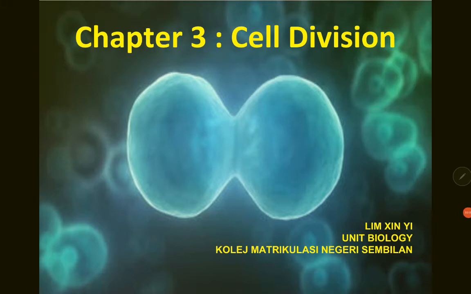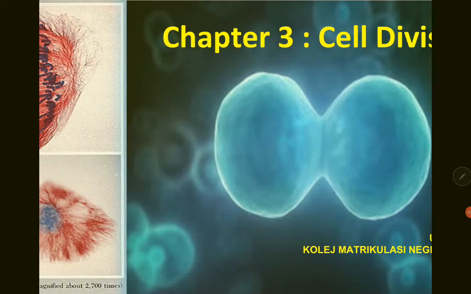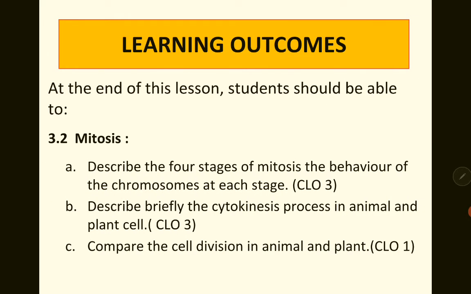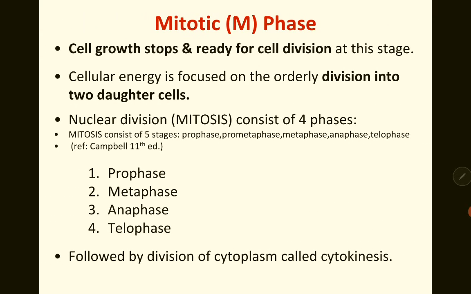This video is about Chapter 3, Cell Division. Subtopic, Mitosis. After the lesson, you should be able to describe the 4 stages of mitosis, the behavior of the chromosome at each stage, describe briefly the process of cytokinesis in animal and plant cells, and compare cell division in animal and plants.